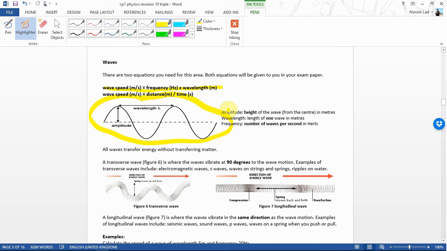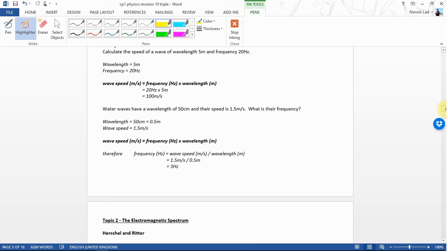The amplitude, remember, you should have a definition of that, is the height of the wave. The wavelength is the length of one wave in meters, and the frequency is the number of waves per second. It should really be passing a point in hertz. Amplitude and wavelength you can actually label on the diagram. Frequency you cannot, but remember, frequency is the number of waves passing a point per second in hertz. Let's scroll back up. If you want an example calculation on wave speed, there's an example calculation just below over here.